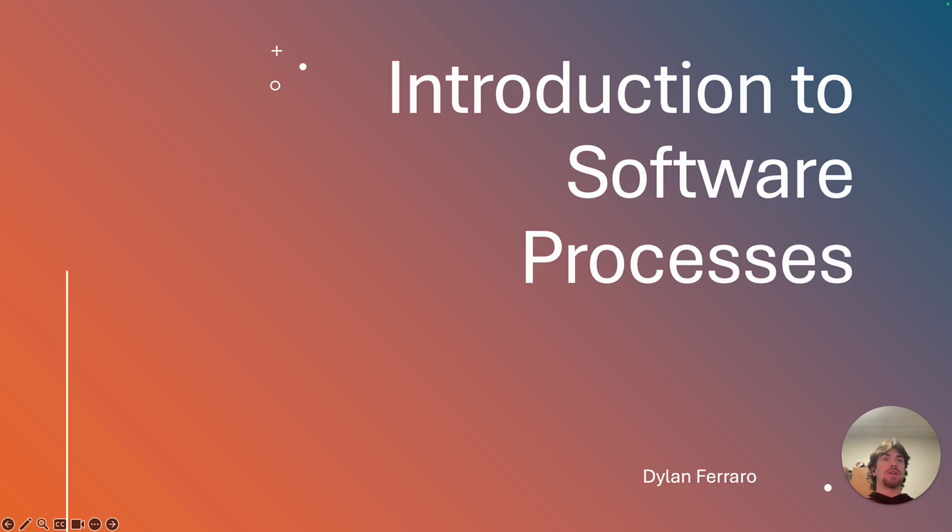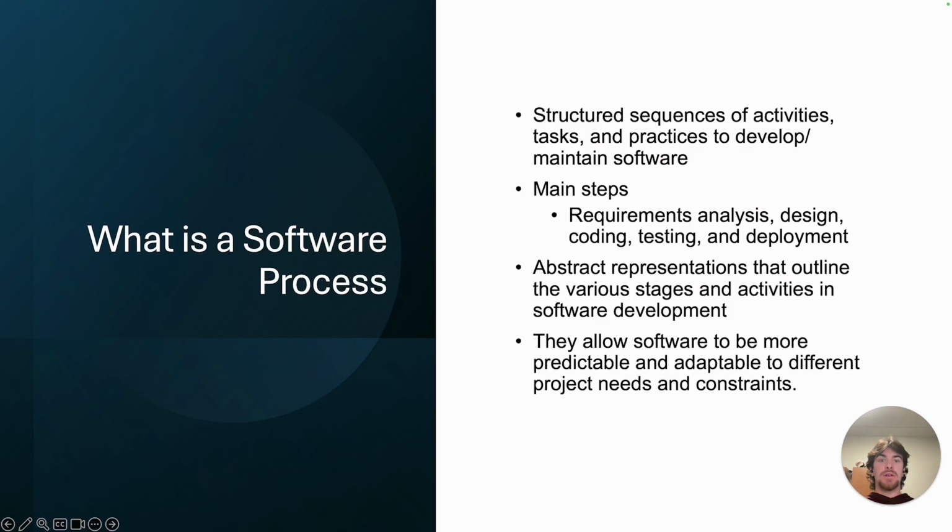Let's get right into an introduction of software processes. So what is a software process? Software processes are structured sequences of activities, tasks, and practices necessary to develop and maintain software systems efficiently and systematically.